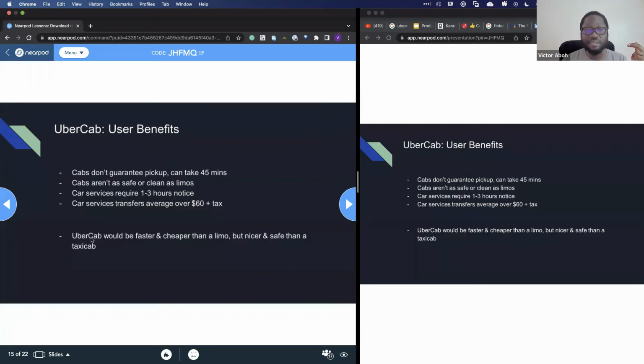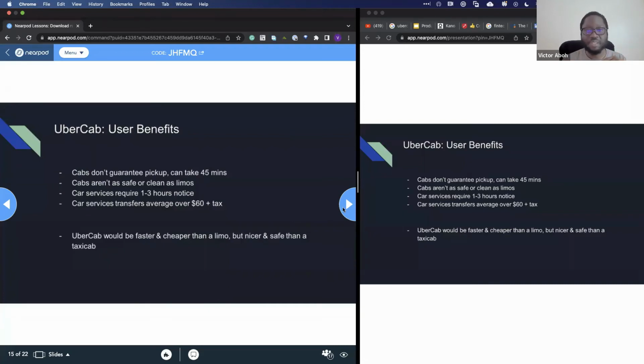And then the last bullet point here shows how Uber intended to compete. It said Uber Cab will be faster and cheaper than a limo, but nicer and safer than a taxi cab. It gives us an idea of the criteria that they were using. When it comes to limo services, car services, they want to be faster and cheaper than them. And when it comes to taxi cabs, they want to be nicer and safer. They didn't say they want to be cheaper than taxi cabs, right? So they are positioning themselves in the middle and making a bet that enough people want that service in the middle.